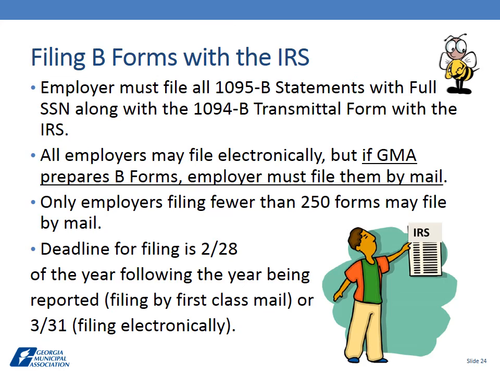The employer must file all 1095B statements with the full Social Security number, along with the 1094B transmittal form, with the IRS. All employers may file electronically, but if GMA prepares the B forms, the employer will have to file them by mail. Only employers filing fewer than 250 forms may file by mail. The deadline for filing is February 28th of the year following the year being reported, if filing by first-class mail, or March 31st if filing electronically. For 2016, that will actually be February 29th.